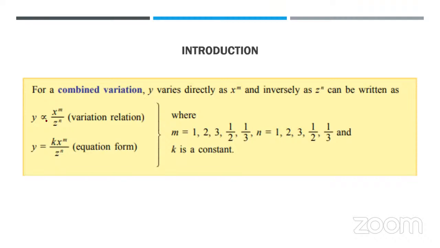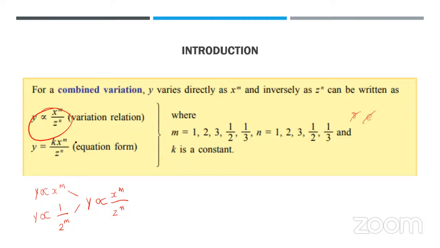For example, y is directly proportional to x to the power of m, and y is inversely proportional to z to the power of n. When you combine these two, y relates like this and like this, as you can see from over here. Here m is either a whole number or a fraction. The power is usually a whole number or a fraction, never something irrational like pi or e.